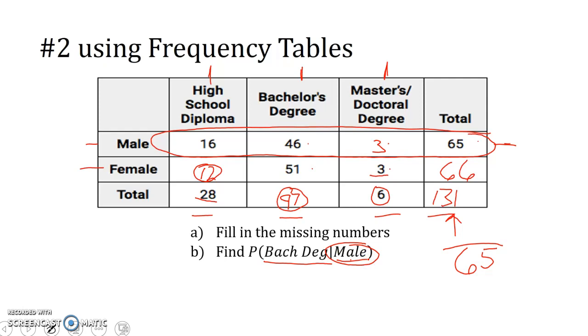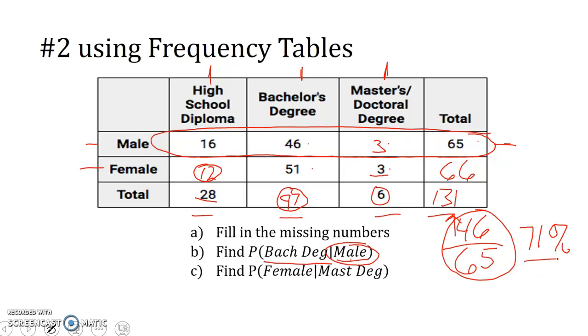So what I want is the probability that you are a male and you have a bachelor's degree. Well, that's 46. So the probability that you have a bachelor's degree given that you are a male is 46 out of 65. And if we took 46 divided by 65 and wrote it as a percent, that would be, if we round it up, 71%.